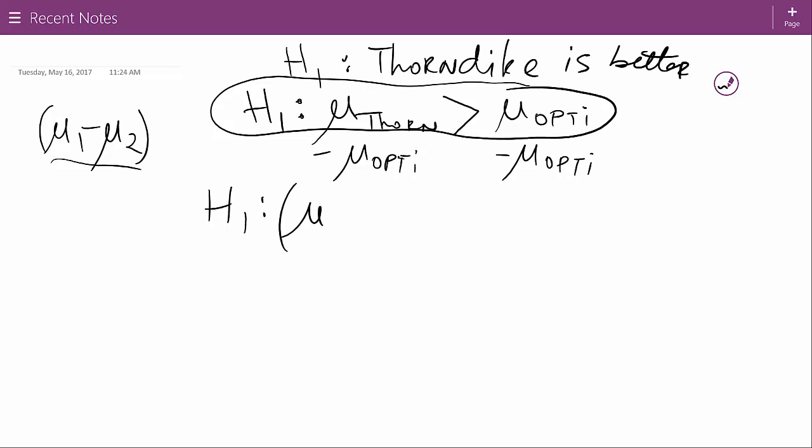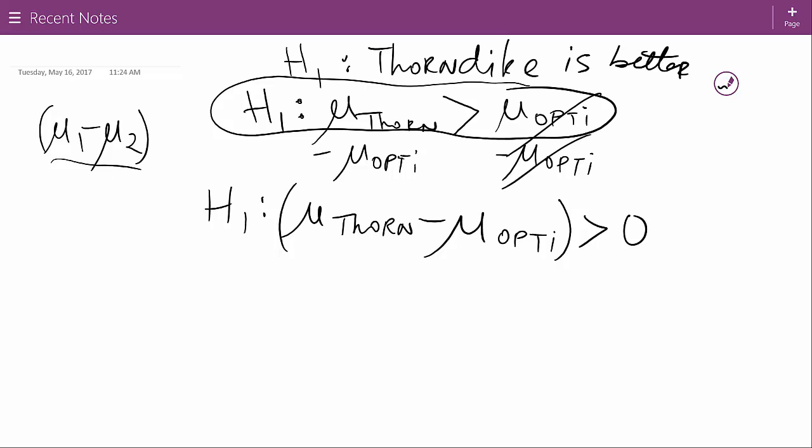The average leaking distance for the Thorndike minus the average leaking distance for the OptiView is going to be greater than what? Zero, right? Because it cancels out on the right side, correct? One number is greater than another number is the same thing as the difference between them being positive, right? And that's basically what my alternative says right now. Agree?